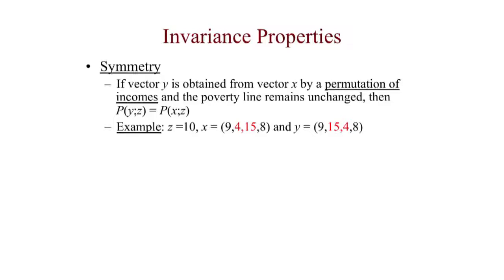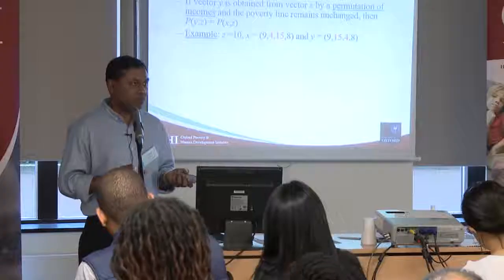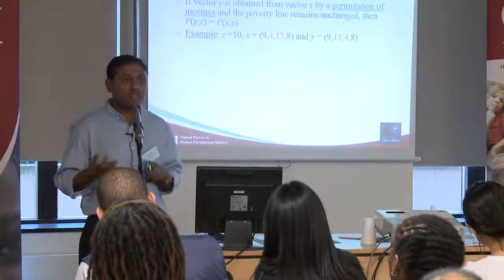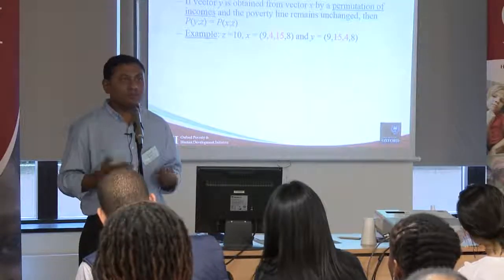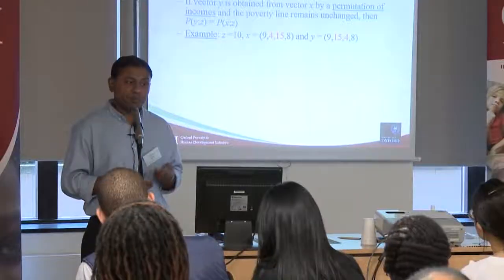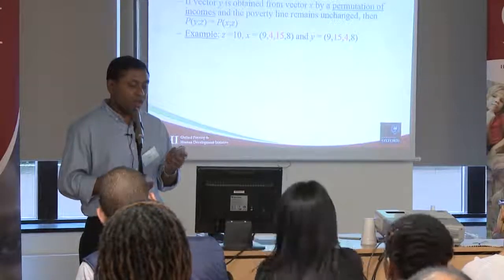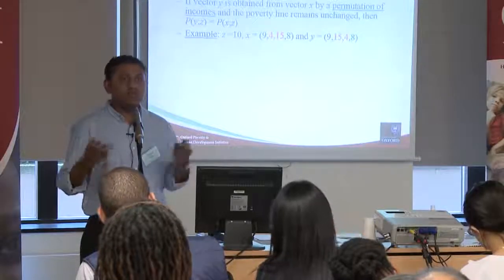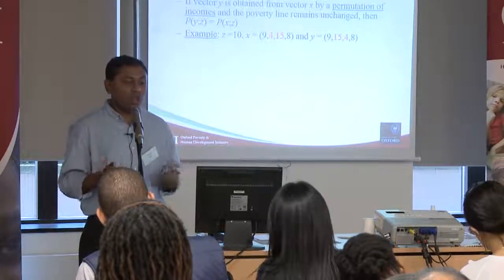This is the idea. You have a poverty line, say z equal to 10. The original distribution is 9, 4, 15 and 8. And suppose you get another distribution which is 9, 15, 4, 8. So you have just reordered, changed the order of the distribution. Should that change the overall poverty? This is what the first property, symmetry, ensures: that this kind of change, a permutation of who gets what, should not matter.